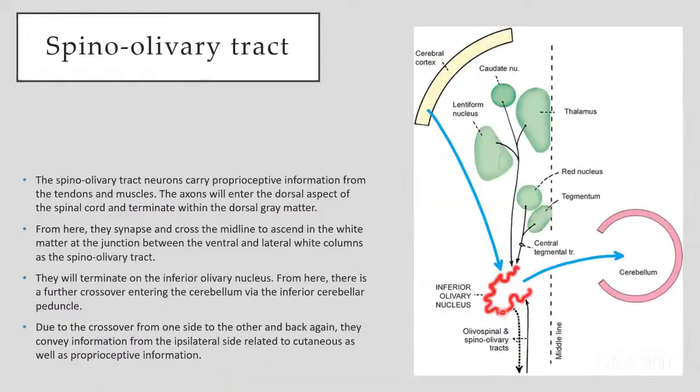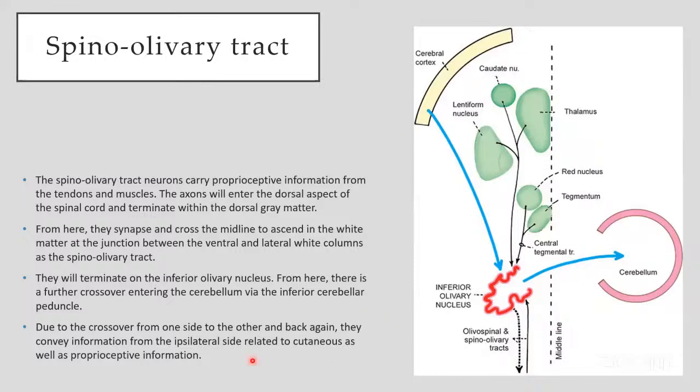Moving on to the spino-olivary tract. These carry proprioceptive information from the tendons and the muscles. They enter the dorsal aspect of the spinal cord and terminate within the dorsal gray matter. And they synapse across the midline to ascend in the white matter at the junction between the ventral and lateral white columns as the spino-olivary tract.